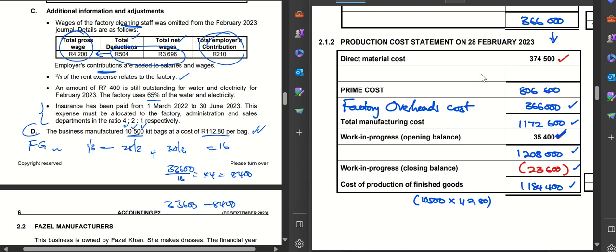Then you now say, if you are to get your direct labor cost, you are simply saying your prime cost, which is 806,600 minus the 374,500. That should give you your 432,100. This is how you'd have completed now the production cost statement.